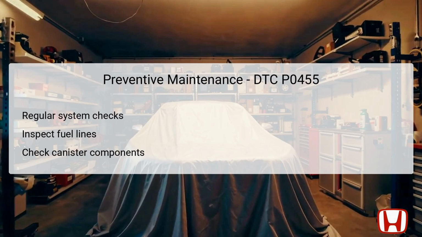To prevent future occurrences of DTC P0455, it's important to conduct regular preventive maintenance on the EVAP system. Make it a habit to routinely check all connections and hoses for signs of wear or damage. Inspecting the fuel lines and the canister components can clarify any issues that may lead to leaks. Regular maintenance schedules should include checks for the FTP sensor to ensure it is functioning accurately. By being proactive in these assessments, the longevity of the EVAP system can be significantly improved, resulting in a better overall driving experience and compliance with emission standards.